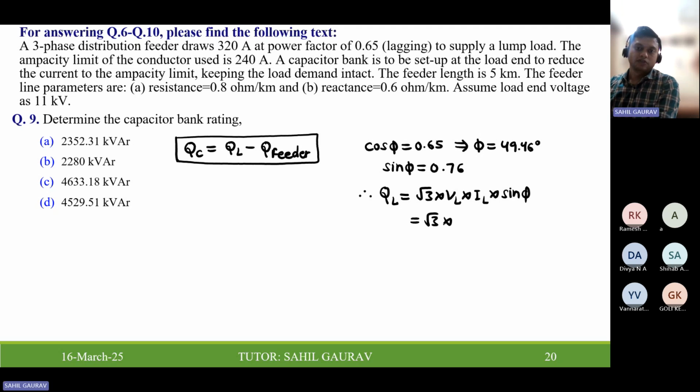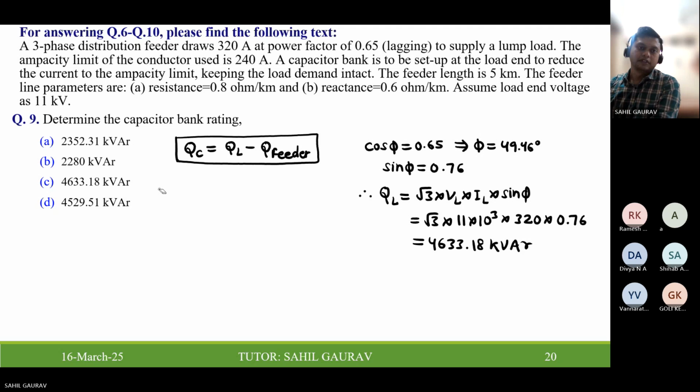So root 3 into VL is 11 kV. IL before compensation is 320 ampere. Sin phi is 0.76. So QL will come as 4633.18 kVAR.